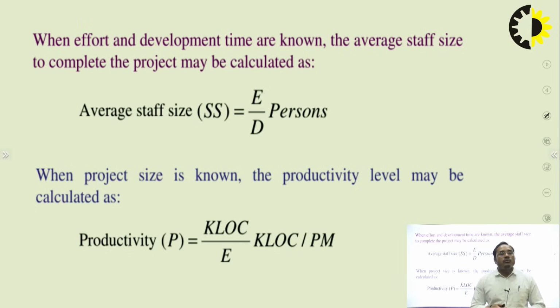So now I am going to discuss the next very important point, that is average staff size. So how will you calculate the average staff size? When effort and development time are known, then you can calculate the average staff size. The average staff size to complete the project may be calculated by using the formula: average staff size equals E divided by D.